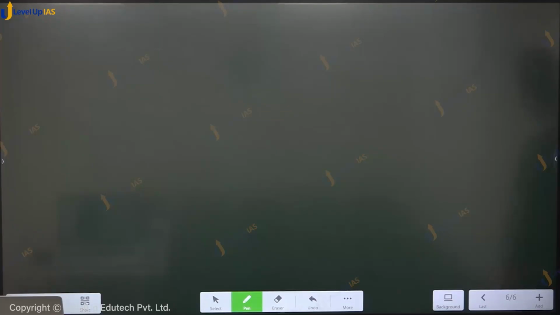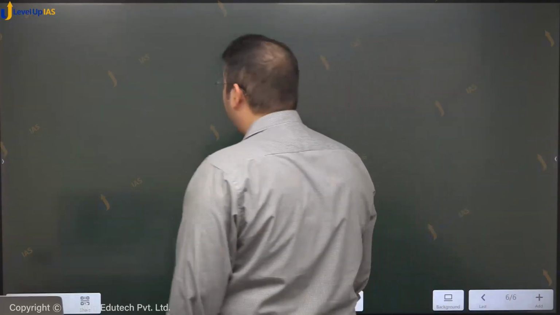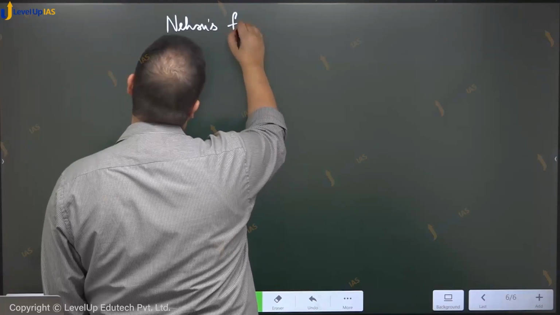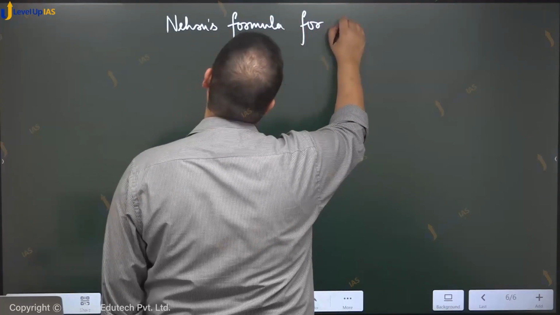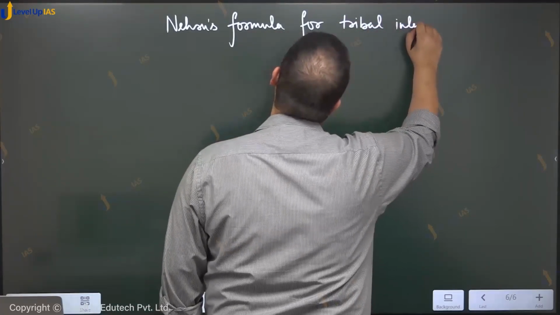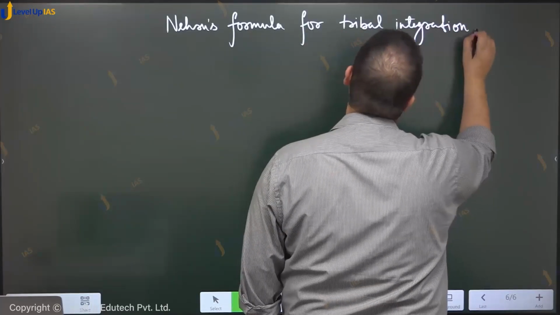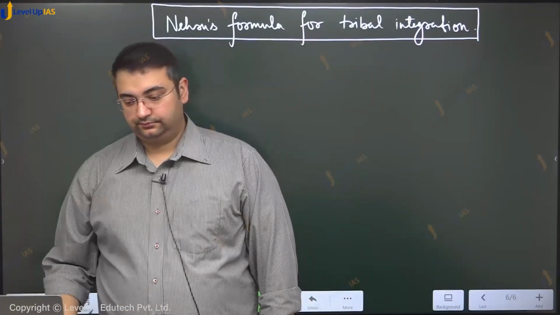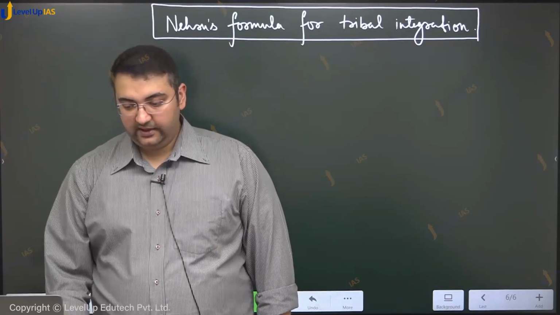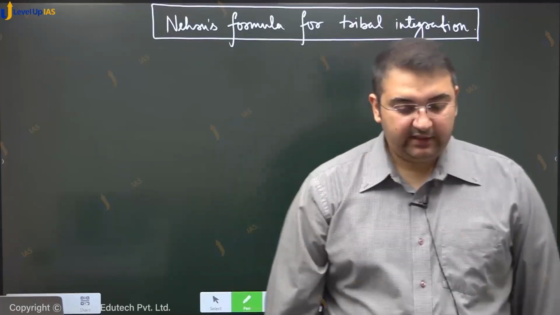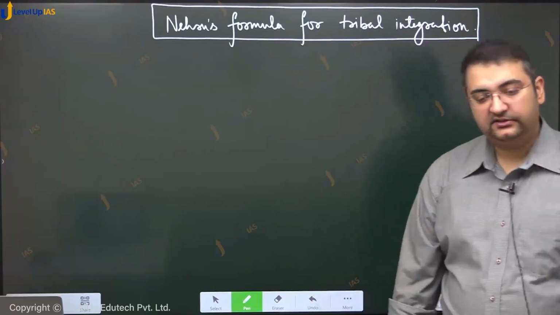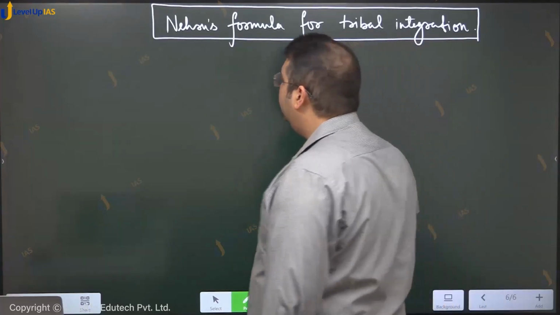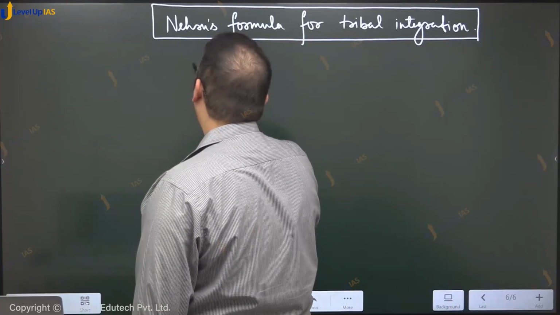Now, next we arrive at Nehru's approach or formula for tribal integration. Right? Now, following independence, the different scholars, the sociologists and the anthropologists, were divided with regards to the approach regarding tribal integration. Primarily, there were two schools of thought which represented opposite extremes.